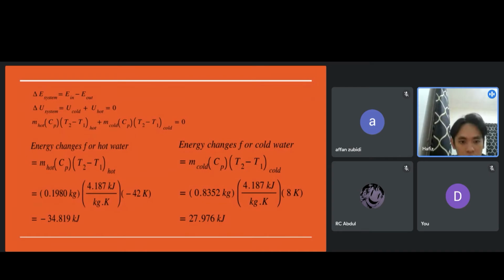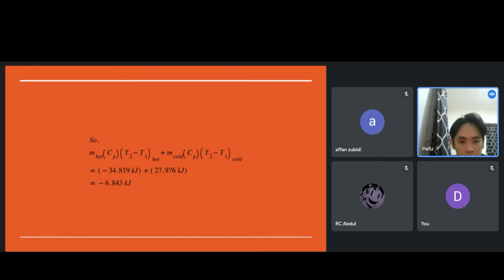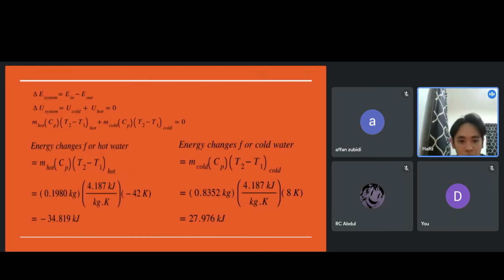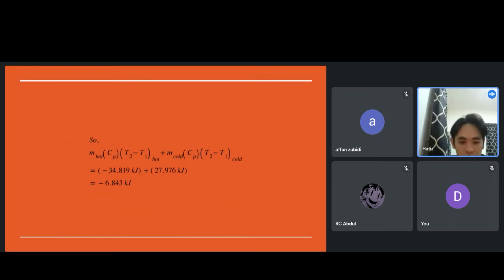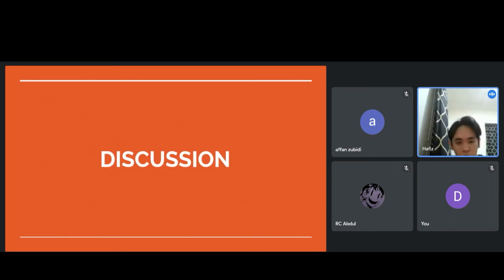So the energy change for hot water, we got the value is negative 34.819 kJ, while the energy change for cold water is 27.976 kJ. So we just do the summation of these two energy changes, and this is the result, which is negative 6.843 kJ. That's all for me. I will pass the discussion part to the next presenter.